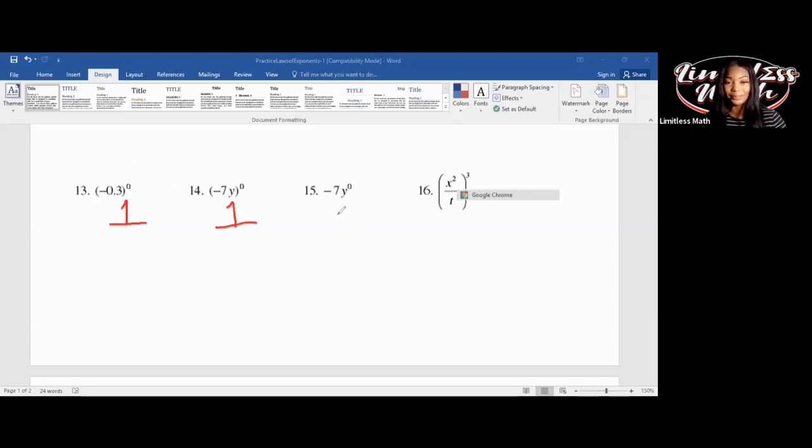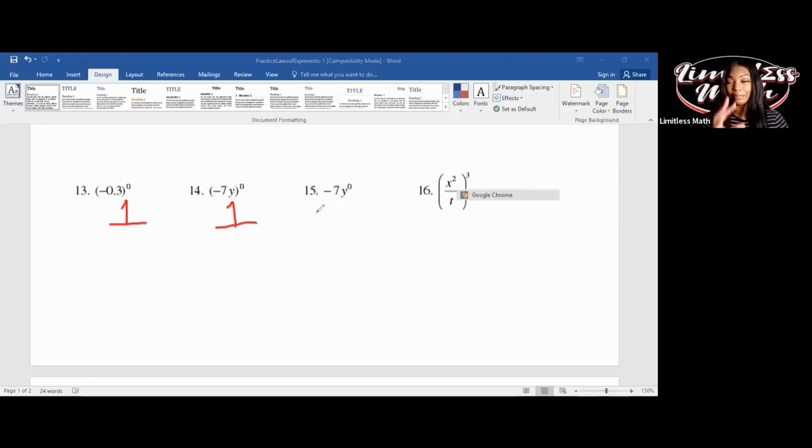Now let's look at 15. For number 15, we have negative 7y to the 0. Notice how I said that differently? Notice the differences between 14 and 15. 14 has the negative 7 and the y being raised to the 0 power. For 15, it's just the y, right?